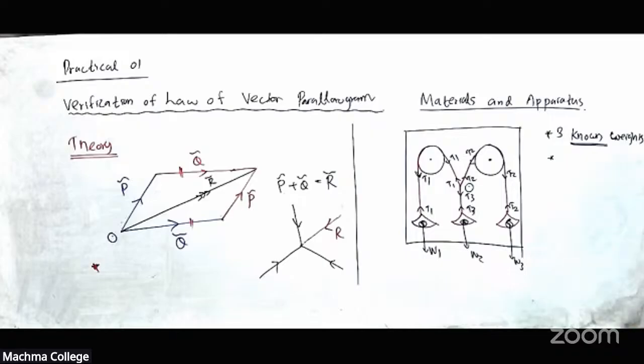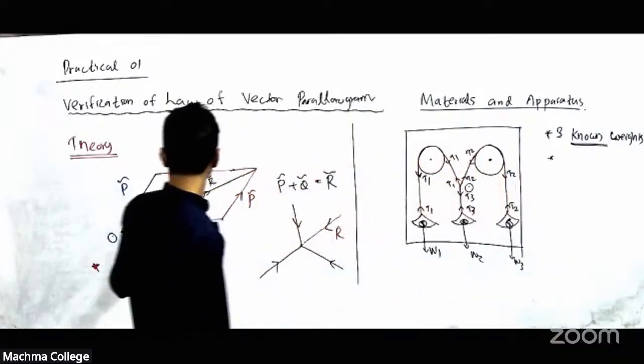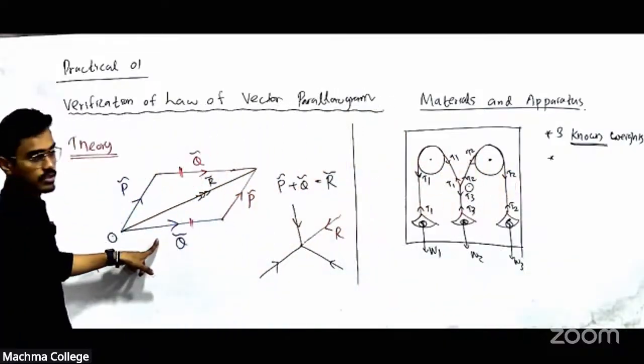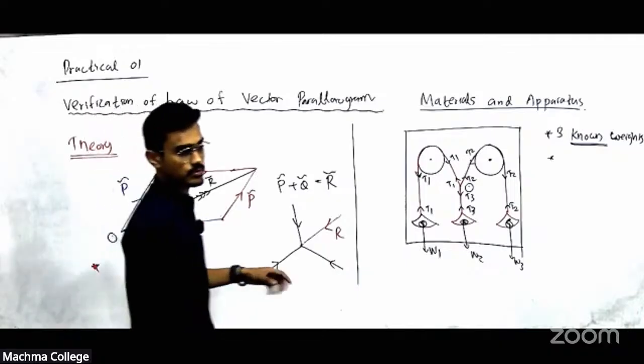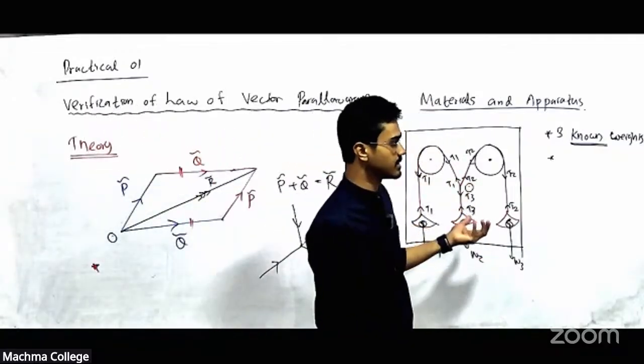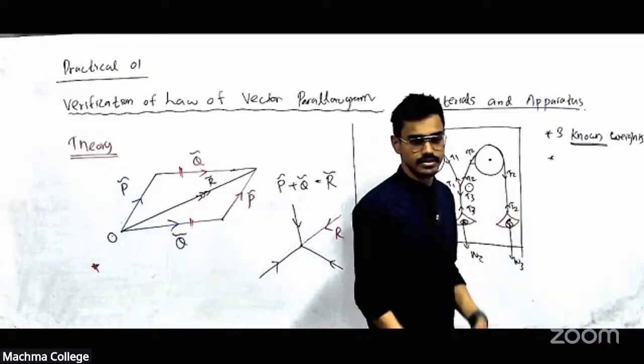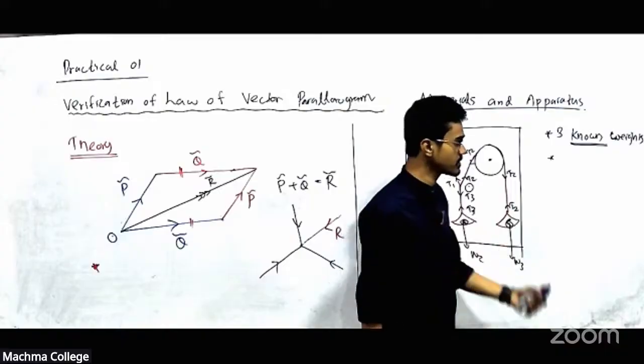So why have we tied the W2 mass with both strings? That is to create 3 non-parallel forces, because we have to have 3 forces like this to verify the vector parallelogram law. So that's why we are creating it. Right? That's why this setup is used.